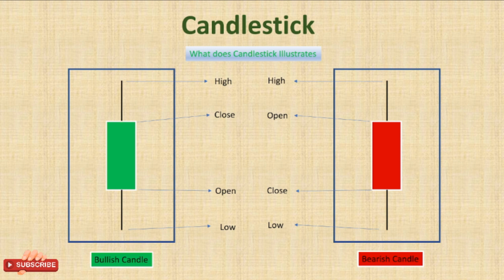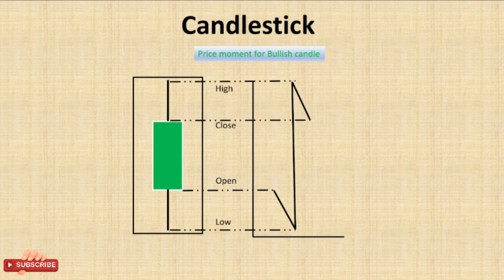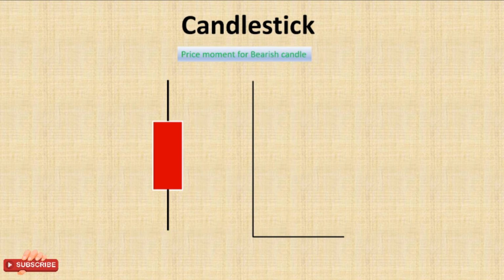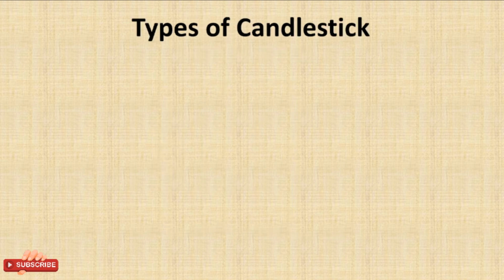We'll understand this as a price movement. So let's see. This is a bullish candle. It opens, then it makes a low, then it makes a high, and then it closes. Similarly, a bearish candle opens, makes a high, makes a low, and then it closes. So this is the price movement of a candle. How a bearish and bullish candle is made. So let's move on. Types of candles.